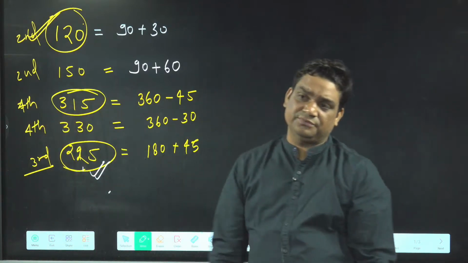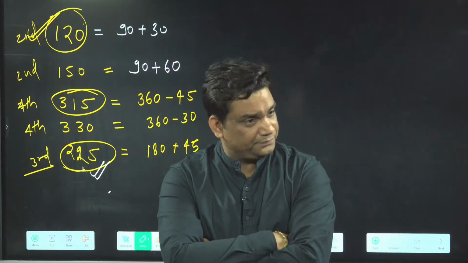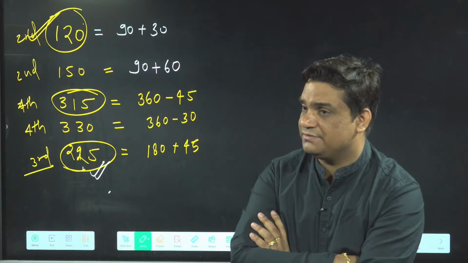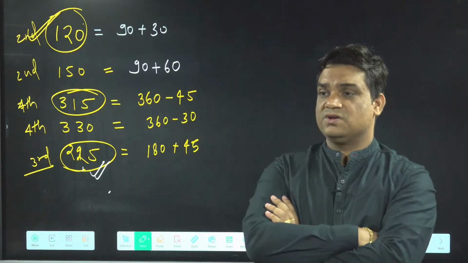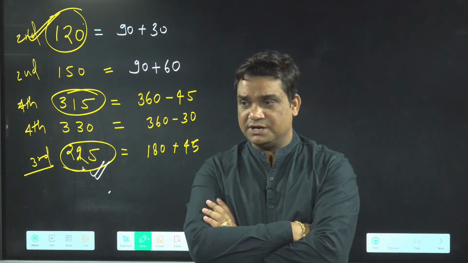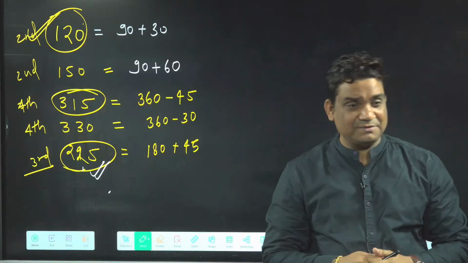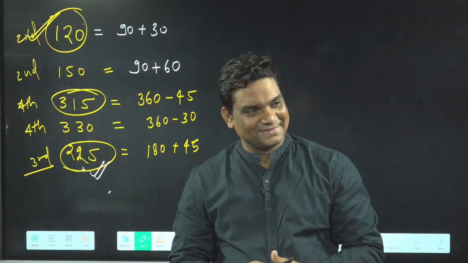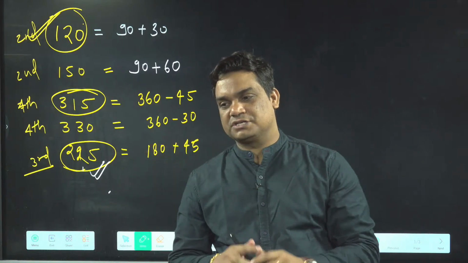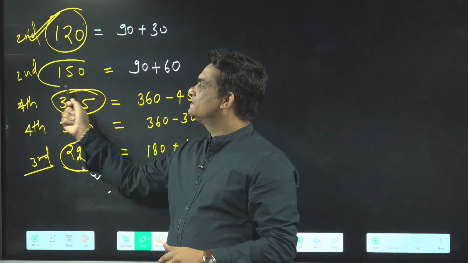Sine 315? Negative. What about cos 315? It is the fourth quadrant, so positive. Tan 315 is going to be negative. So now you are experts in deciding the sign. You can easily decide the sign. If I ask, what about sec 150?